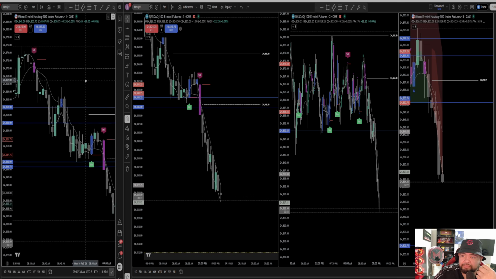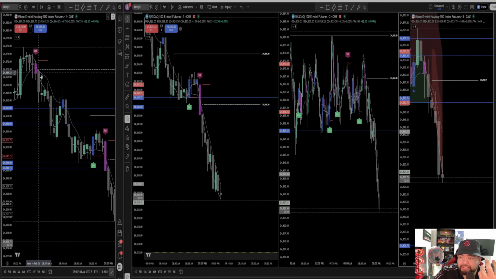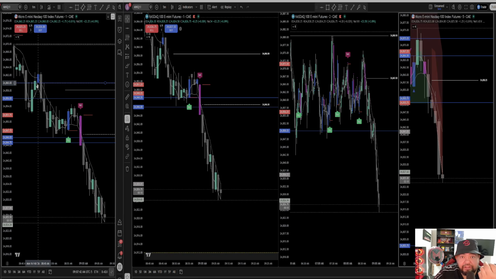And if you zoom out, right, what do we see here? You see the beginning point here. What do we see as well? That's a failed bullish move.